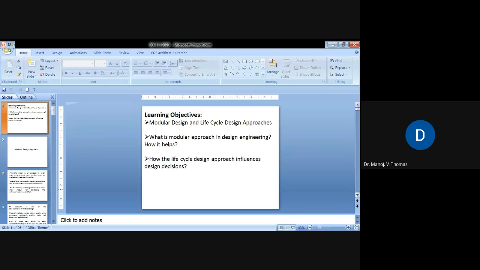So what do you mean by life cycle design approach? Life cycle design approach considers the entire life cycle of a product. Say, for example, you are designing a new laptop. What are the life cycle stages? It consists of different modules, different components. So right from the collection of raw materials, everything is composed.